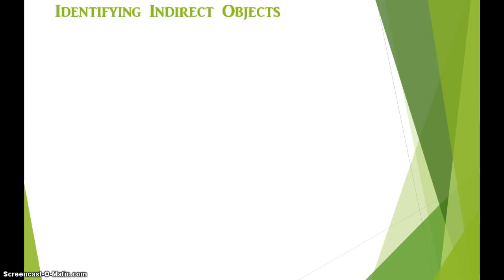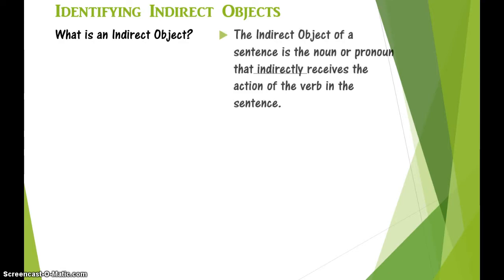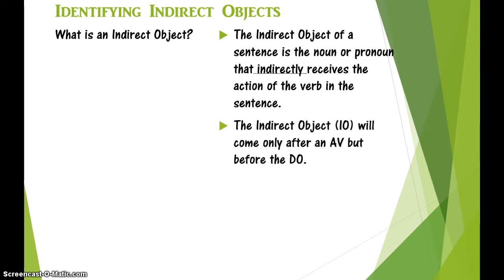Now let's move on to identifying indirect objects. So what is an indirect object? Well, the indirect object of a sentence is the noun or the pronoun that indirectly receives the action of the verb in the sentence. The indirect object, or IO, will come only after an action verb, but it will come before the direct object. So let's look at an example.